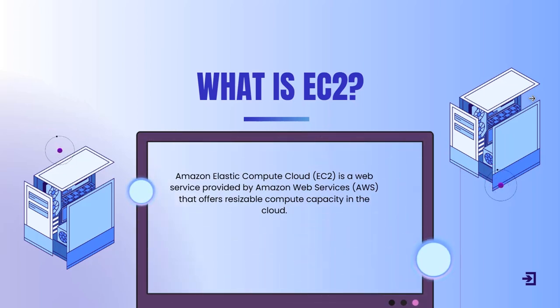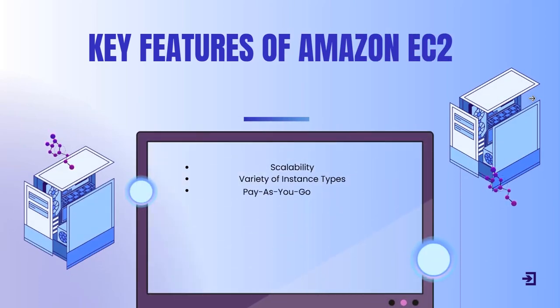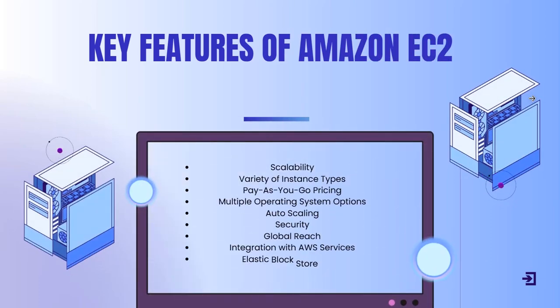So let's see some basic features of Amazon EC2. There are a lot of Amazon EC2 features, and these are some of them. The first one is scalability. When we say scalability, EC2 allows you to adjust your computing power as needed. For example, if your user base is large, you can scale up. If the user base is small, you can scale down based on the traffic.